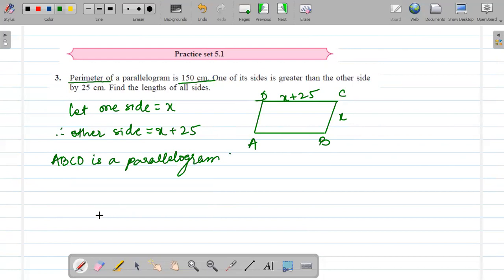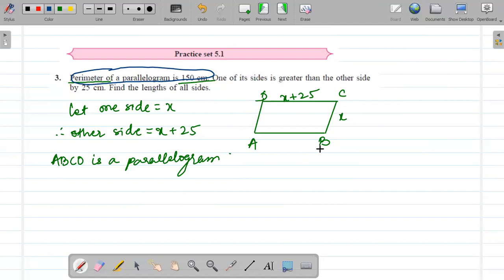Okay. And always to find something, try to use whatever is given. So what is given? That the perimeter is 150 centimeters. How do we find the perimeter of a parallelogram? Sum of all the sides, that's one way. And the second way is 2 times length plus width, right? That is another way.